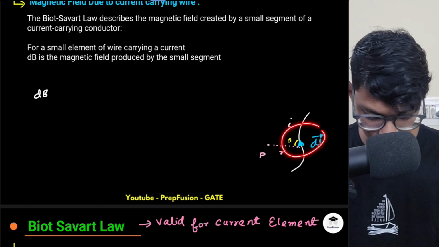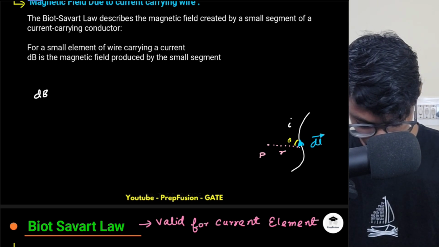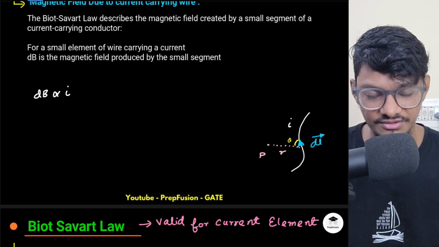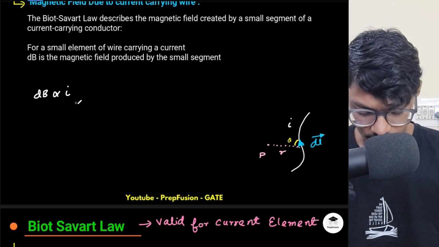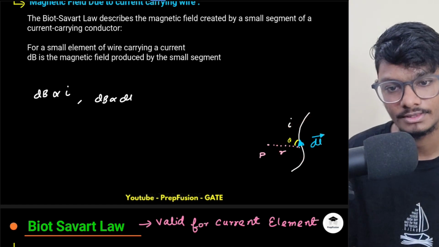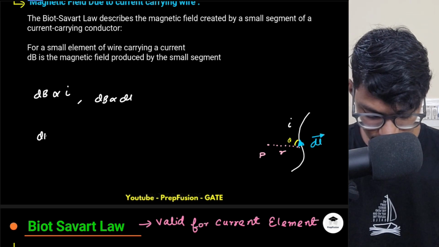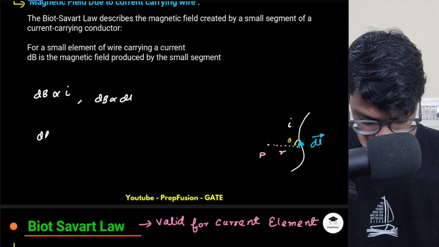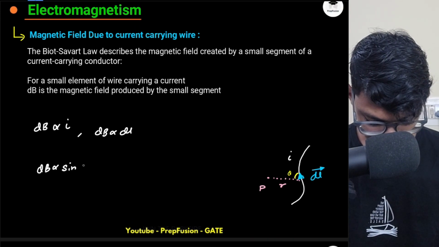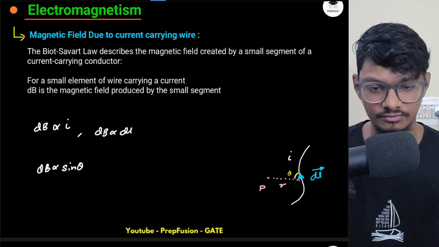Biot and Savart together came to the conclusion that the small magnetic field produced due to this small element dl will be proportional to, first of all, the magnitude of the current. If current is more, I will get more magnetic field, denser field lines. It is proportional to dl, obviously, along the length. It is also proportional to the sine of the angle between this vector and this dl vector.